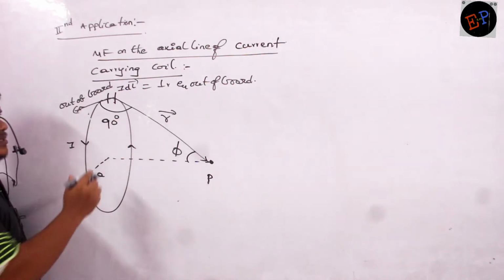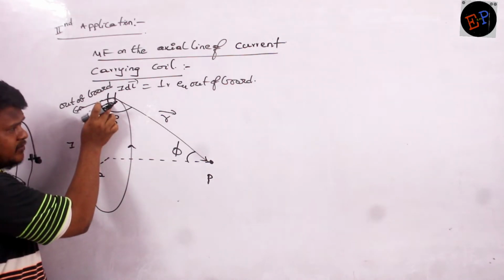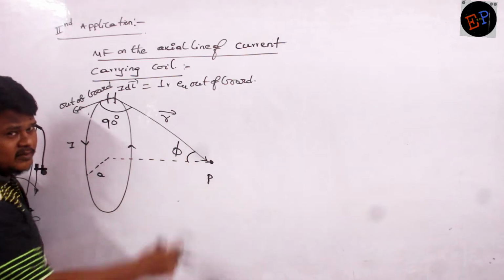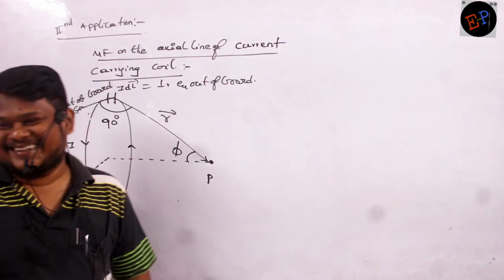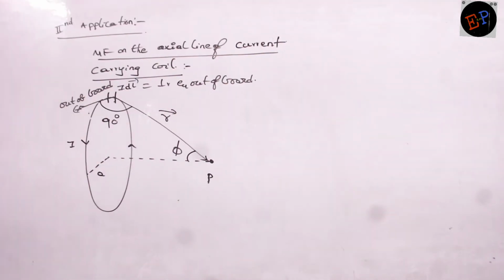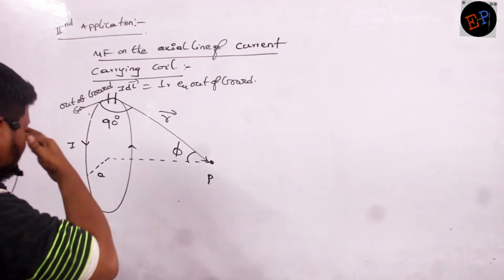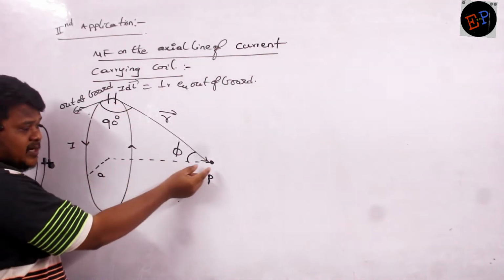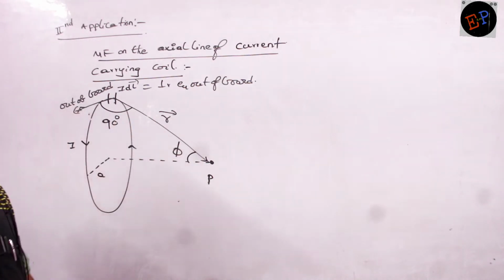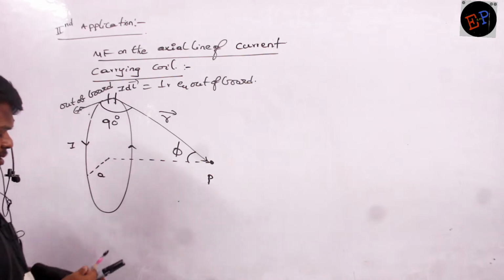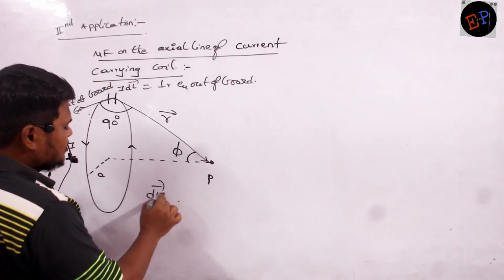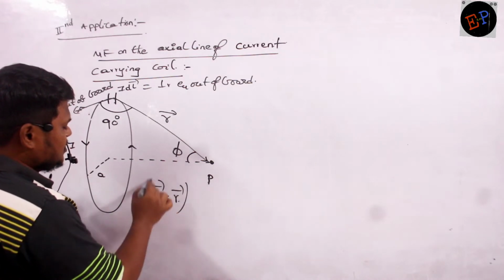Now see, this current carrying element will produce a magnetic field here. Now what is the direction of that magnetic field? This current carrying element produces a magnetic field at this point, and that direction I want to calculate. By using which method can I calculate? Already we have studied: dl dash cross R dash. This gives the direction of the magnetic field.